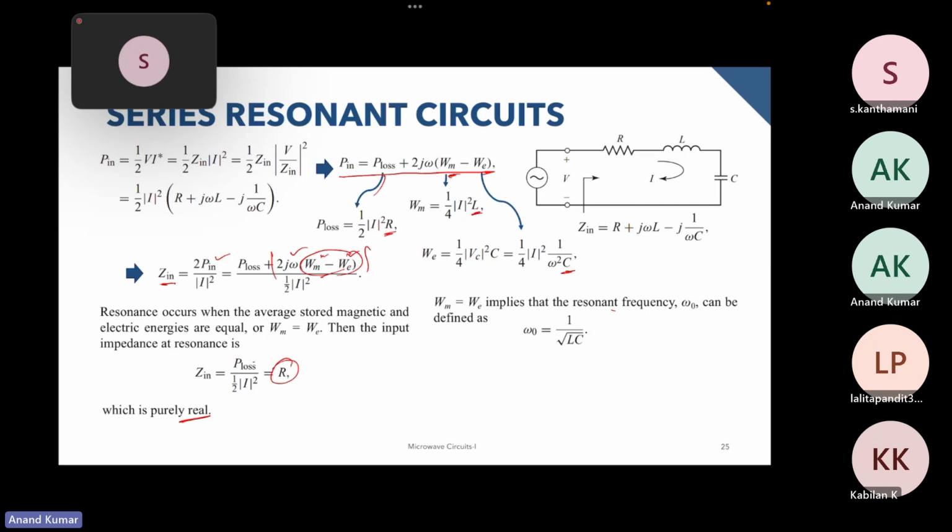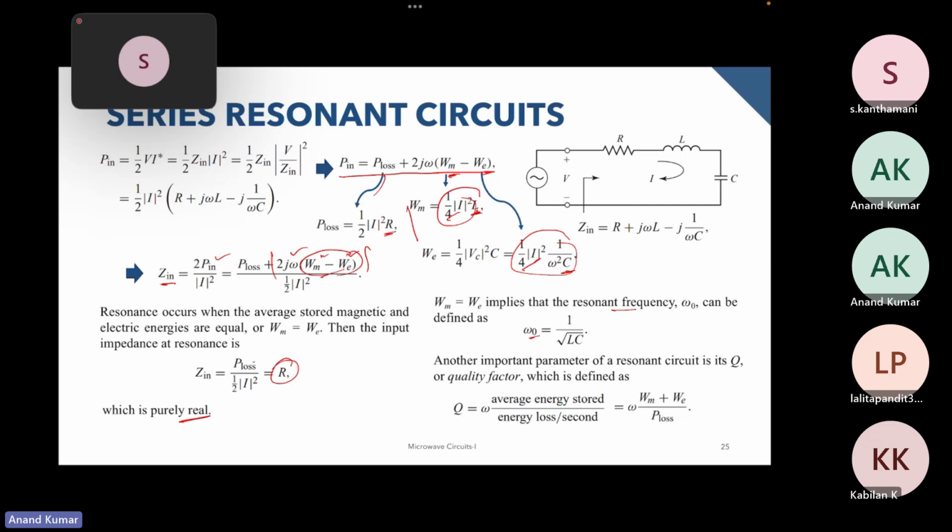So if you equate these two terms, the 1 by 4 I square will cancel, and we will get omega squared equals 1 by root LC at omega naught. And another important parameter, which you must have already read about, is called the quality factor.